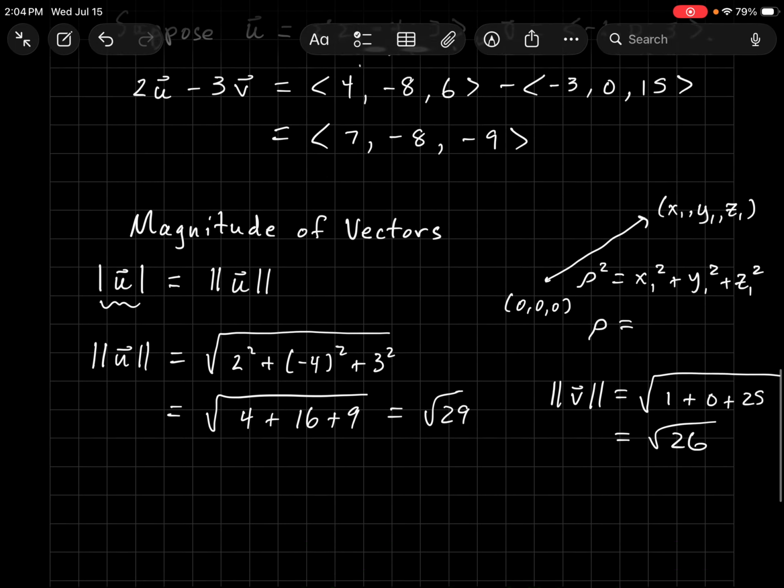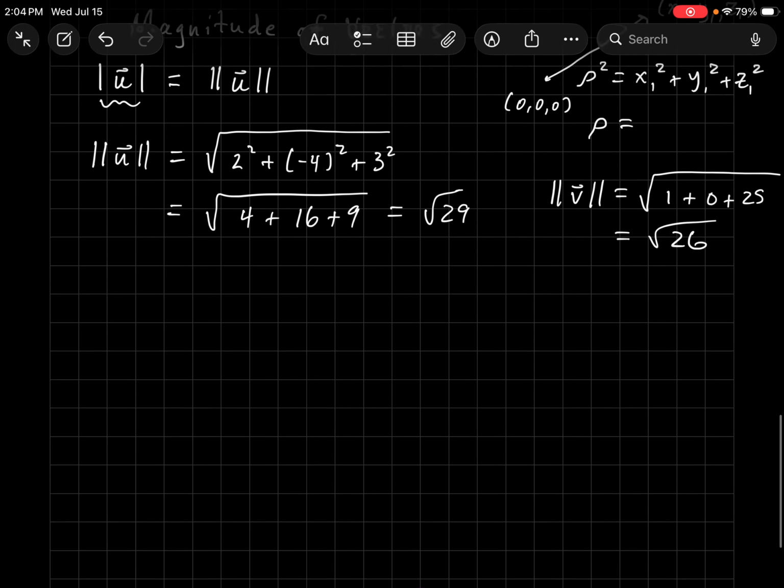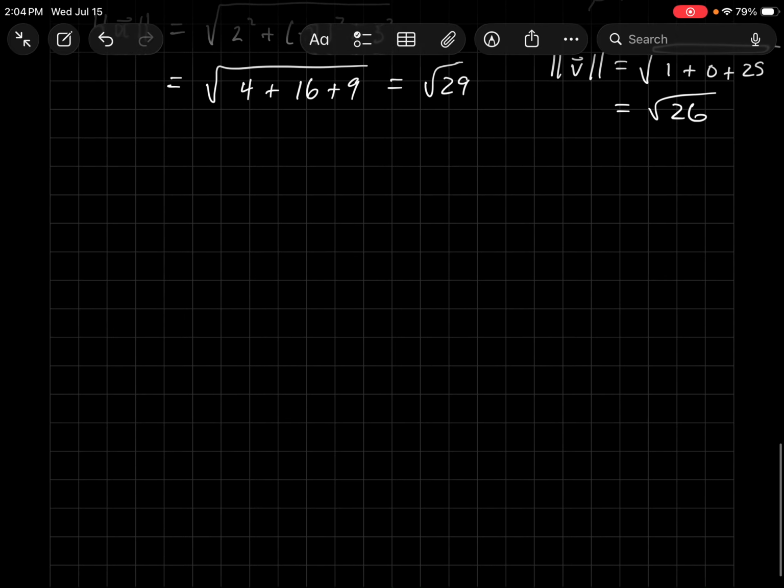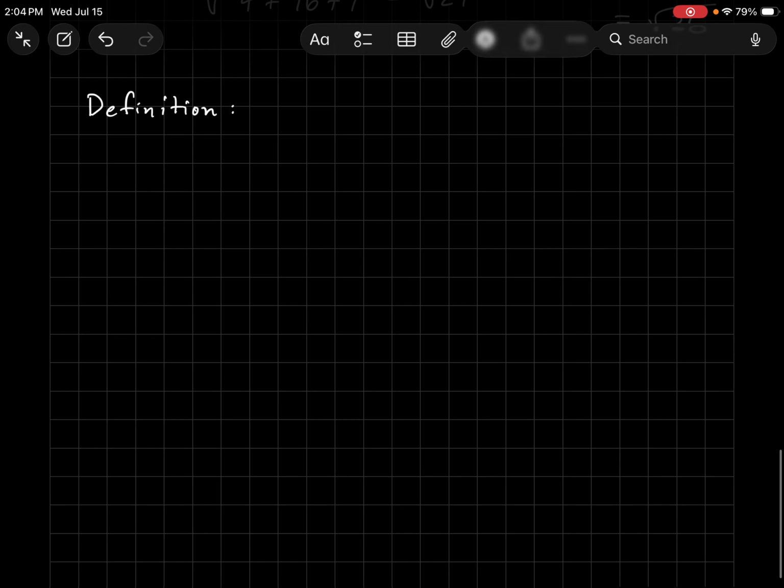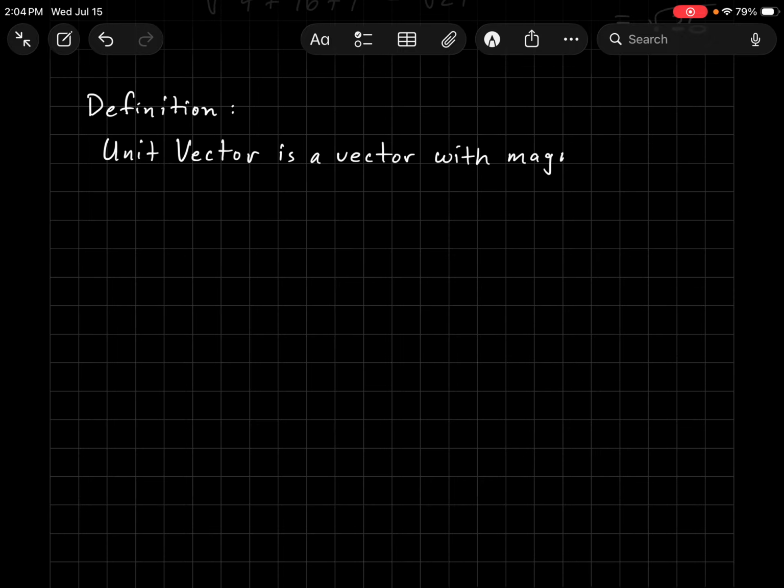Let's give a definition of something that you will probably see quite often, and that is something called a unit vector. So a unit vector is a vector that has a magnitude of 1. And you can think of magnitude as length if it helps you out.